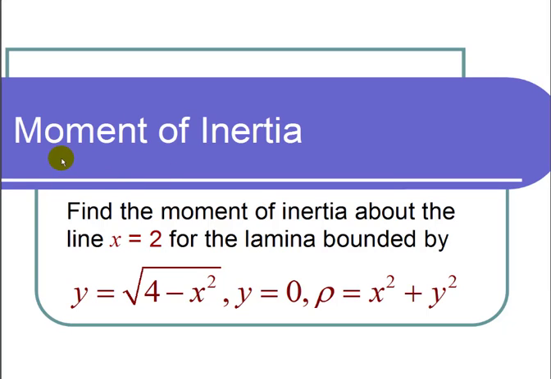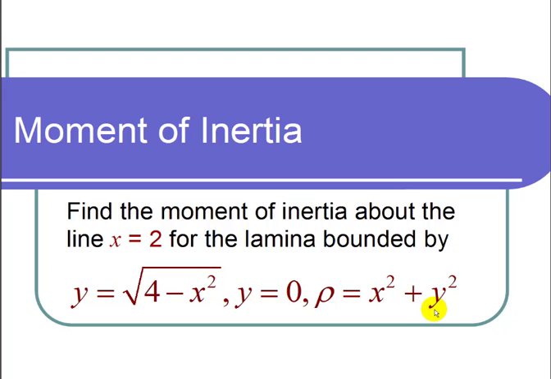This is a video on the moment of inertia. The question states, find the moment of inertia about the line x equals 2 for the lamina bounded by the curves y equals the square root of 4 minus x squared and y equals 0, with the density function rho equal to x squared plus y squared.